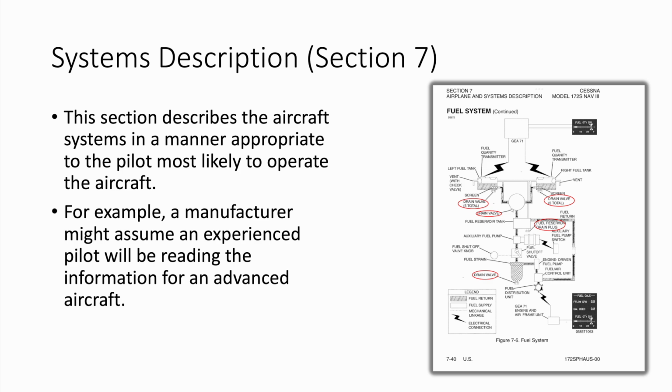Section 7 is all about your systems. So really specific details about the electrical system in your aircraft, the fuel system, the air vents, anything you could think of.